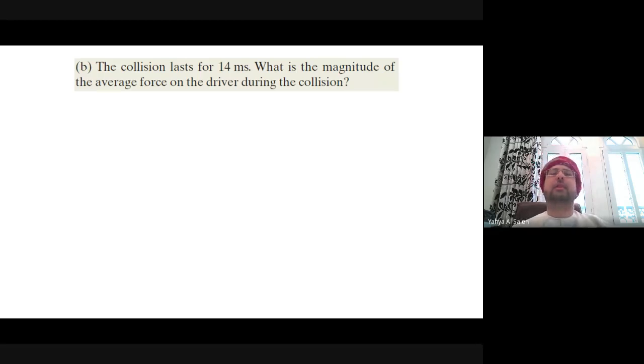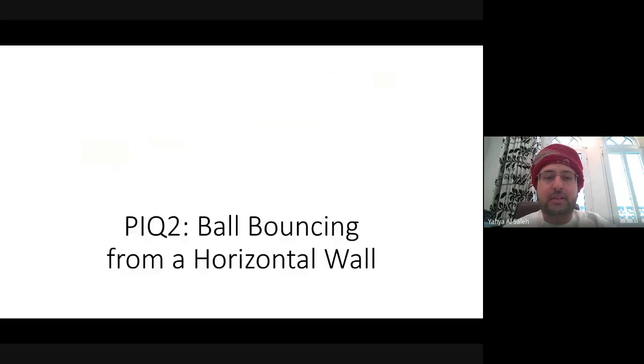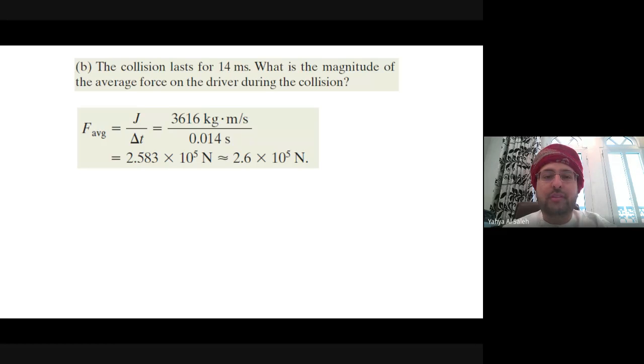Now, here's the question. If this collision lasts for 14 milliseconds, what is the magnitude of the average force on the driver during the collision? We said average force is J divided by delta T. So if we do this, we get 2.6 times 10 to the power 5, which, well, will kill you. This is a huge, huge force.